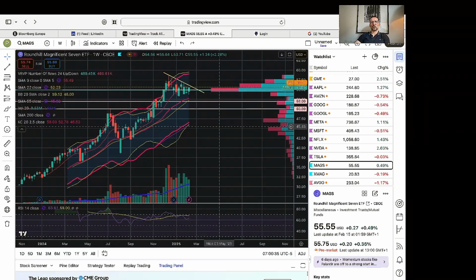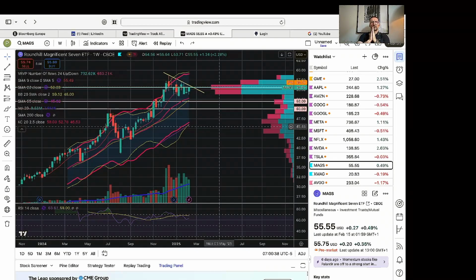So basically the QQQ is in good shape. There is a lot of risk, but it seems that the market wants to continue. So be careful. Have a plan on where you want to add your investment and where you want to hedge part of your investment. So that's it for today.